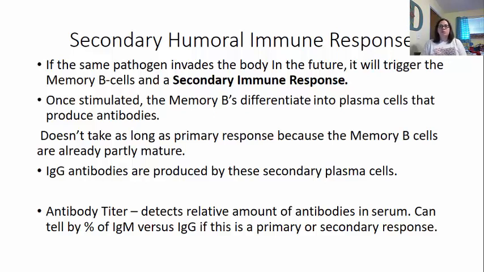Now, a lot of times when individuals go in, they may want to take some blood work to look at how your immune response is working. They may do what we call an antibody titer. These titers are going to detect the relative amount of antibodies in your blood, your serum. They can tell us by a percentage of IgMs versus IgGs, and this can let us know if this is the first time that your body has seen the infection or if it's the second time, depending on if IgMs are higher or IgGs are higher. All right, and so this allows us to make some of those distinctions.